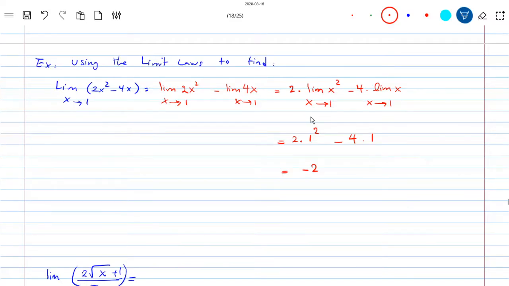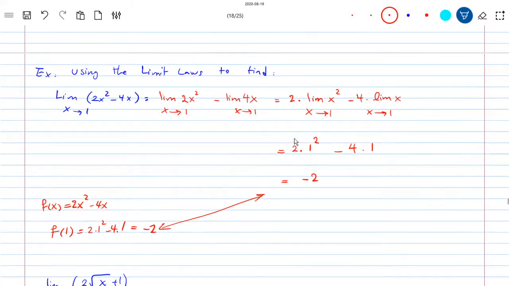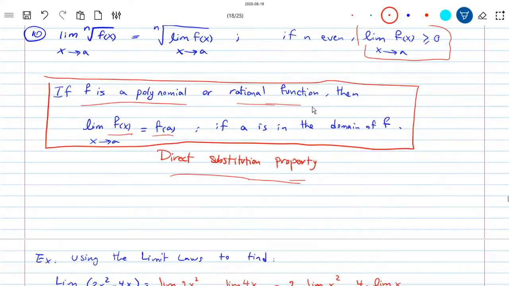And if you compare, if f of x equals 2x squared minus 4x, and I ask you what is f of 1, you can say it is 2 times 1 squared minus 4 times 1, which is simply negative 2. You see that these two are the same thing? This is a consequence of those laws and tells you that for polynomials, or generally rational functions, you don't really need to go through these laws and use them separately.